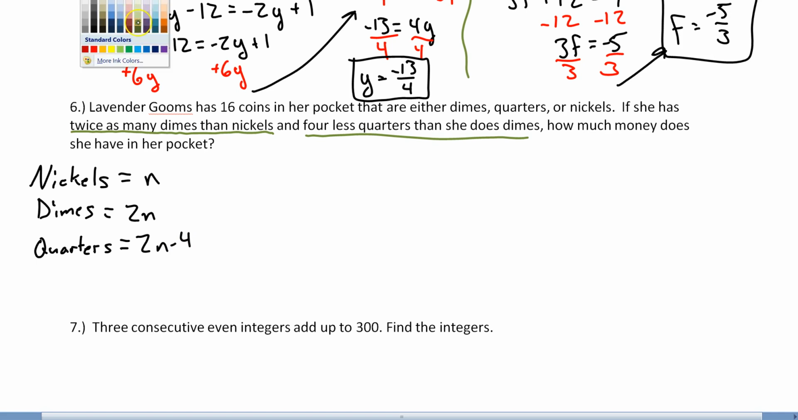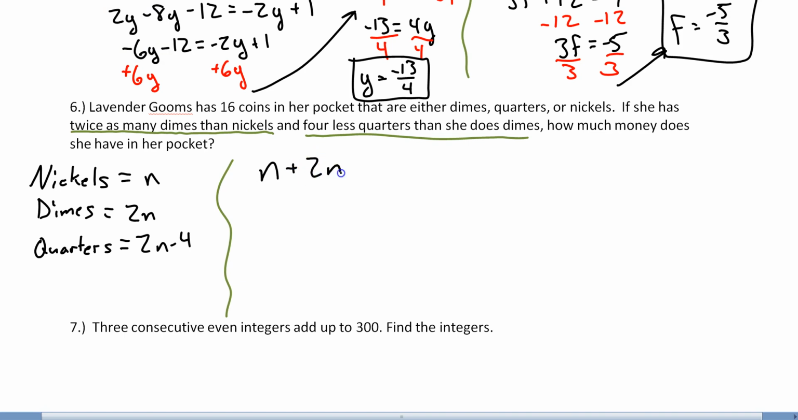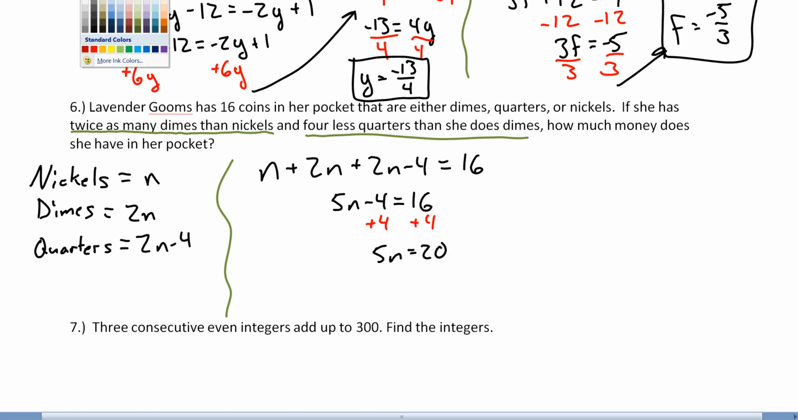Now I can set up an equation. And when I think about this equation, it says that I have 16 total coins. So if n is the number of nickels plus 2n is the number of dimes plus 2n minus 4 is the number of quarters, that should equal a total of 16 coins in her pocket. All right. So now I'm just combining like terms. I'm going to simplify and then solve. When I combine these like terms, that gives me 5n minus 4 equals 16, and now I'm just undoing those order of operations. So I add that 4 to each side. I end up with 5n equals 20, and now I can divide each side by the 5.